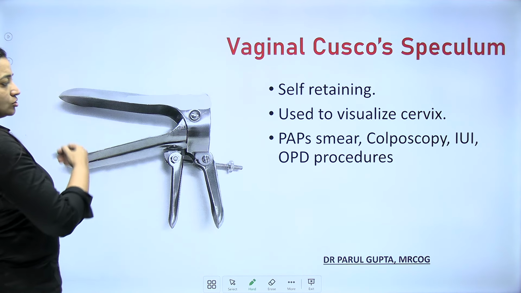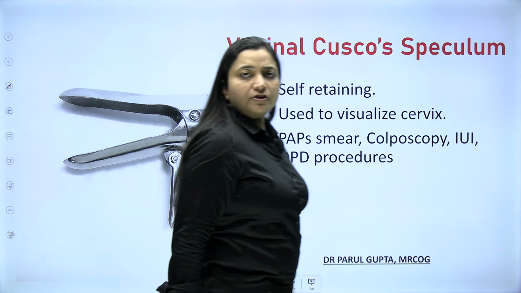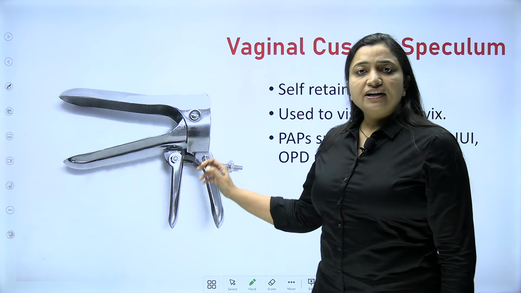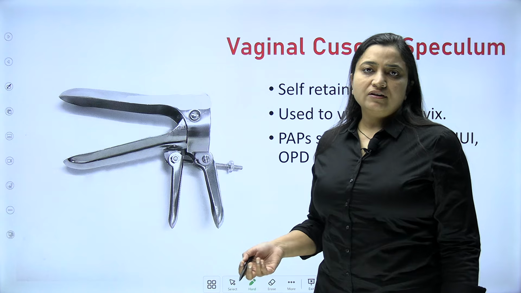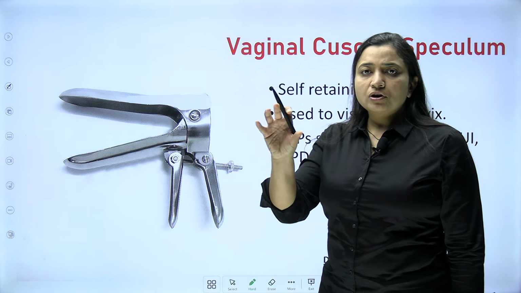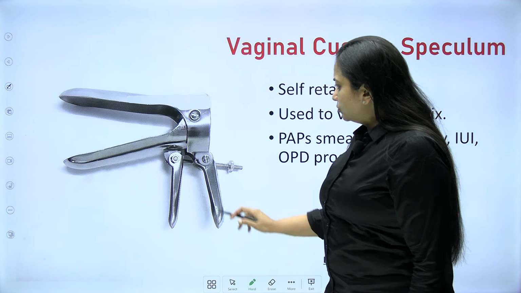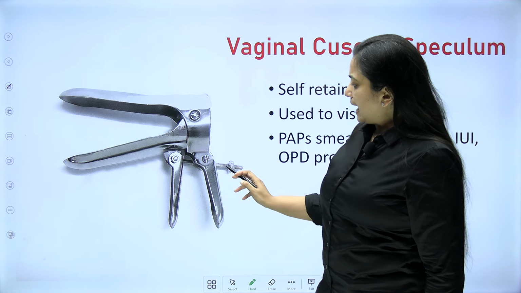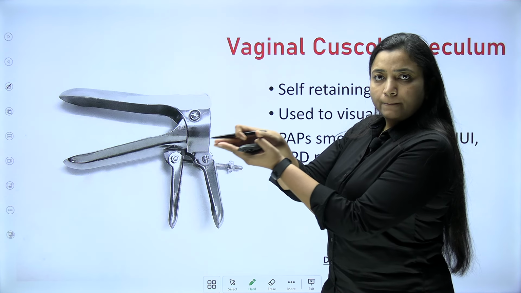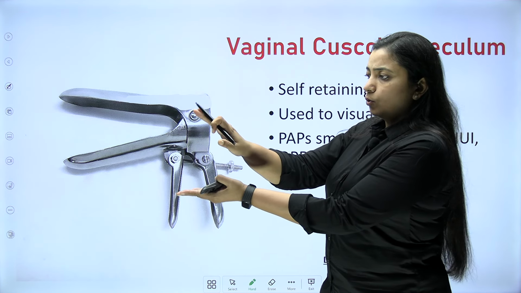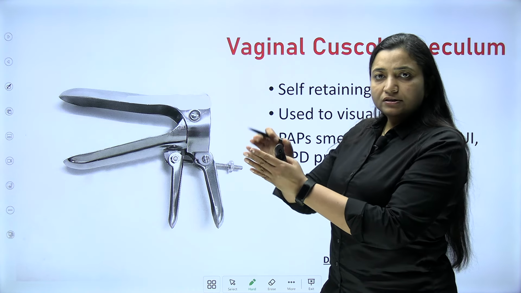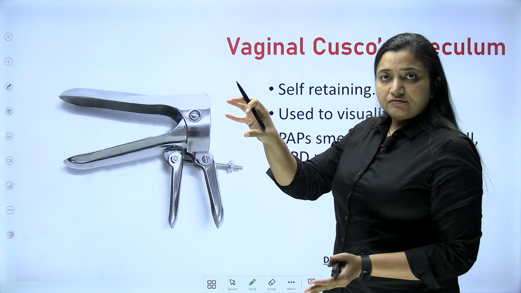Now, this is a Cusco speculum. What is the difference between Sims speculum and a Cusco speculum? It is a self-retaining speculum when you do not have an assistant and when you do not want to inspect the vagina. You have to focus on the cervix also. So, what you do? There are two blades and these are adjustable screws. You can actually collapse the structure, put it inside the vagina and then open it and then fix it with screws. So, all the vaginal walls are retracted and you can see the cervix directly.